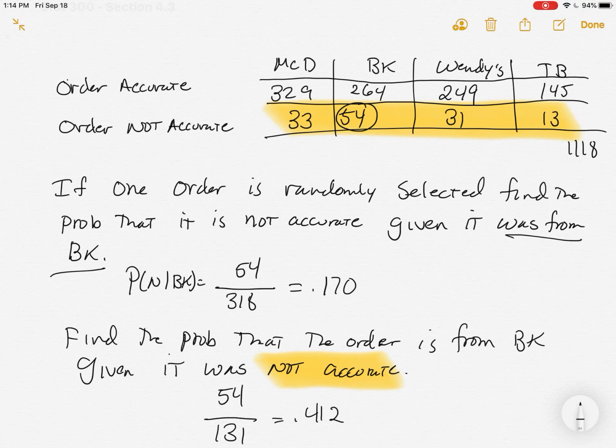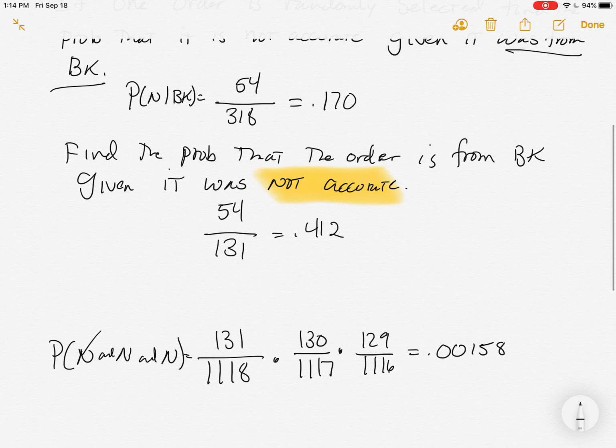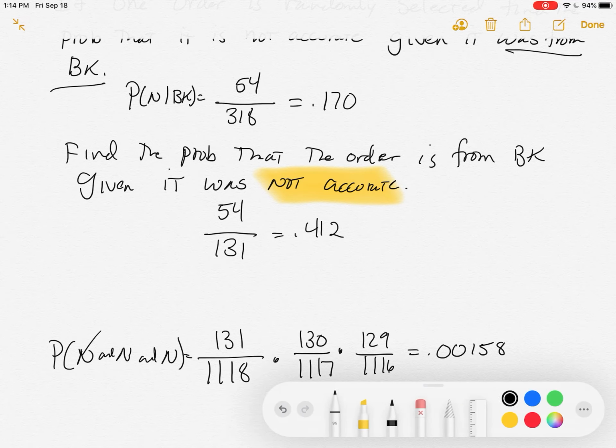So pretty interesting. At Burger King itself, the first question is telling us that their percentage of non-accurate orders is 17%. What this bottom one is saying is if you looked at all the inaccurate orders, Burger King would have a lion's share of them. They would have 41% of those non-accurate orders. So they seem to have a higher rate of not accurate orders compared to everybody else. And so that's what given probability is. It just goes off of those types of settings.